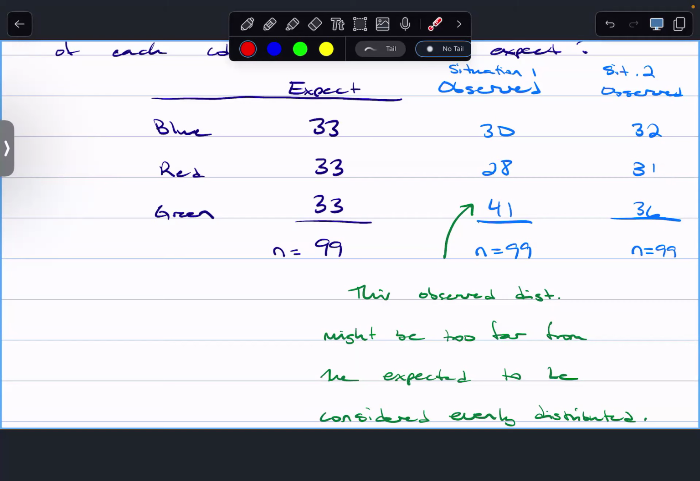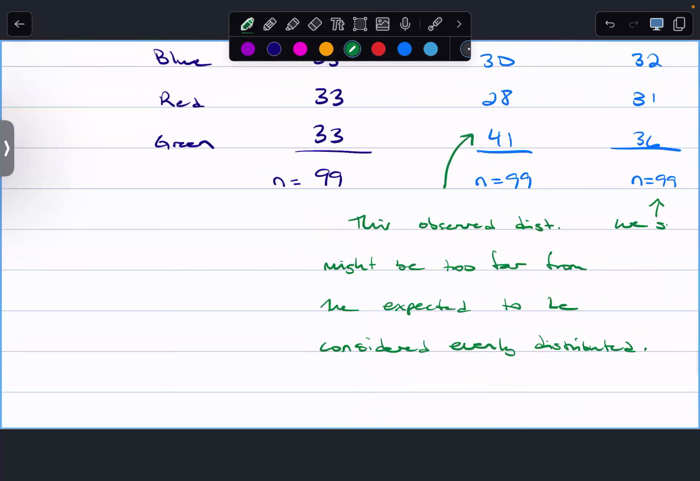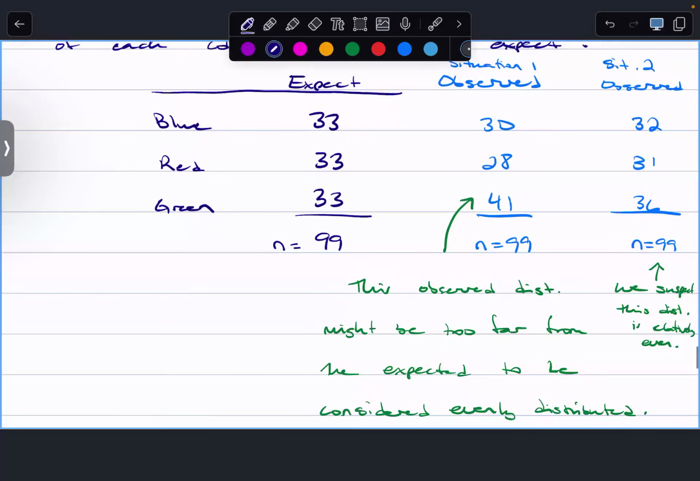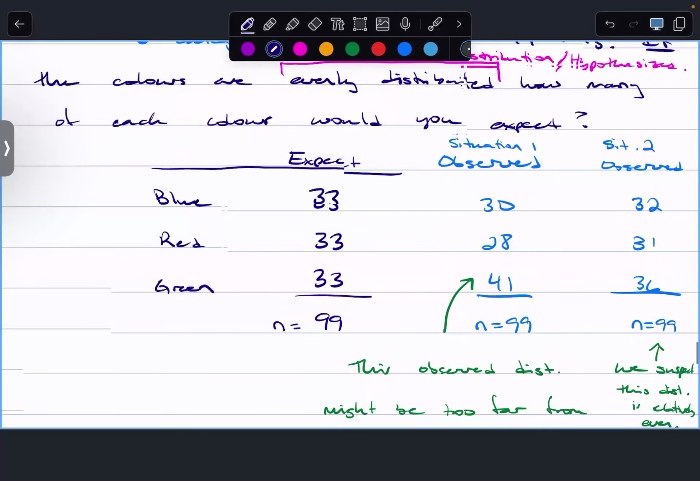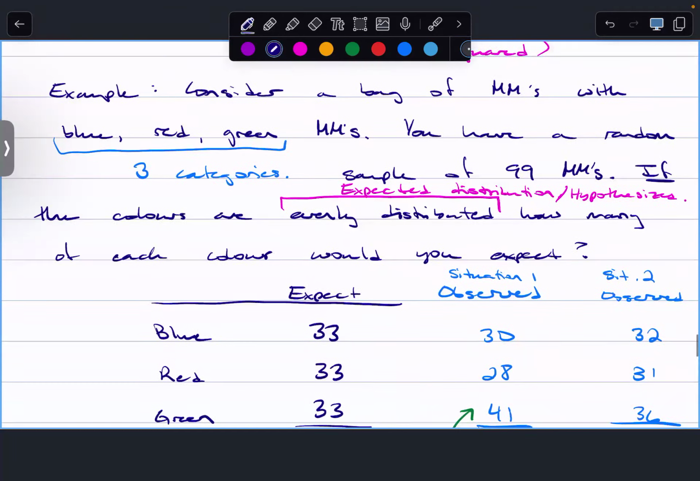Okay? And so this one, we suspect this distribution is relatively even. We can do the test, right? But what is the test? All right, all right, all right. What can we do?